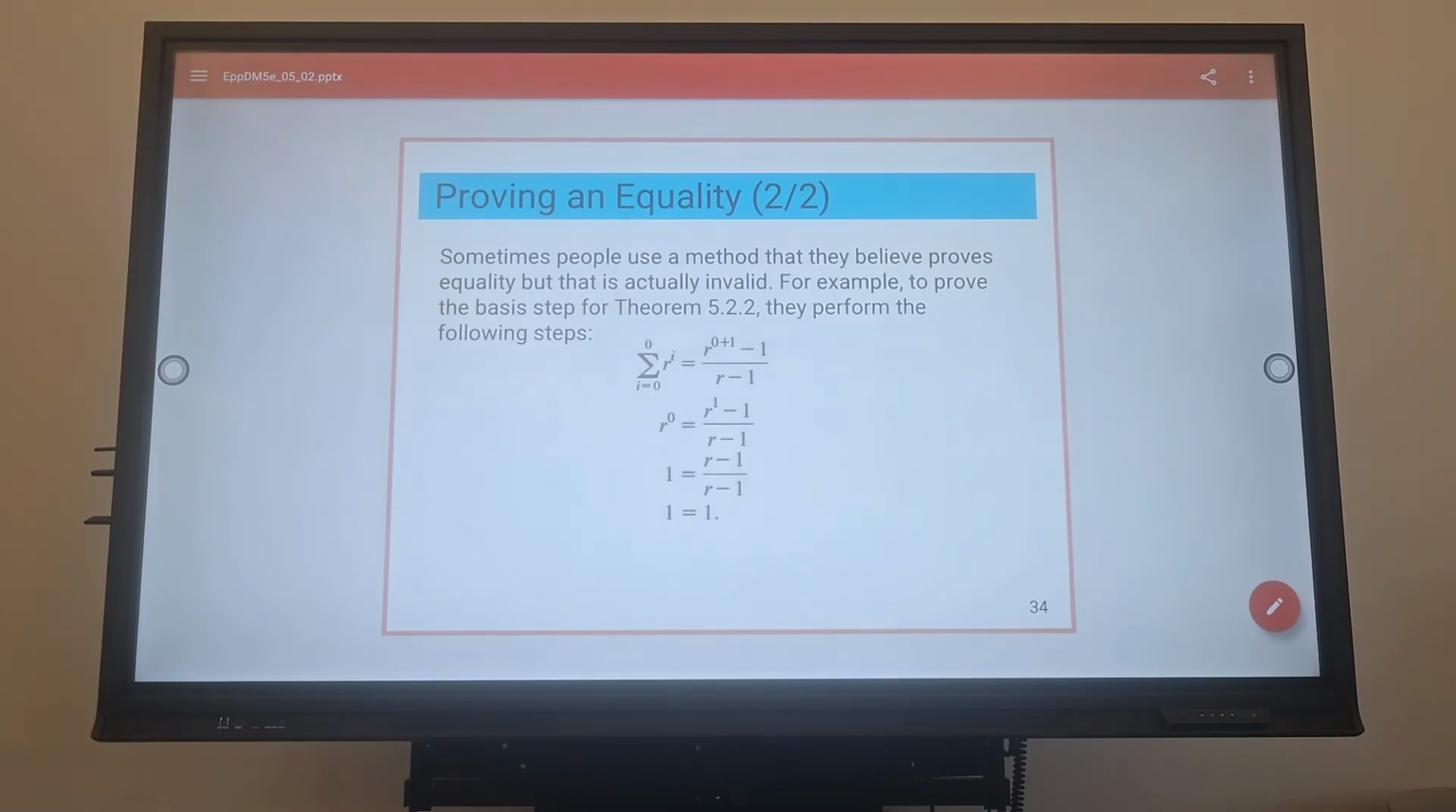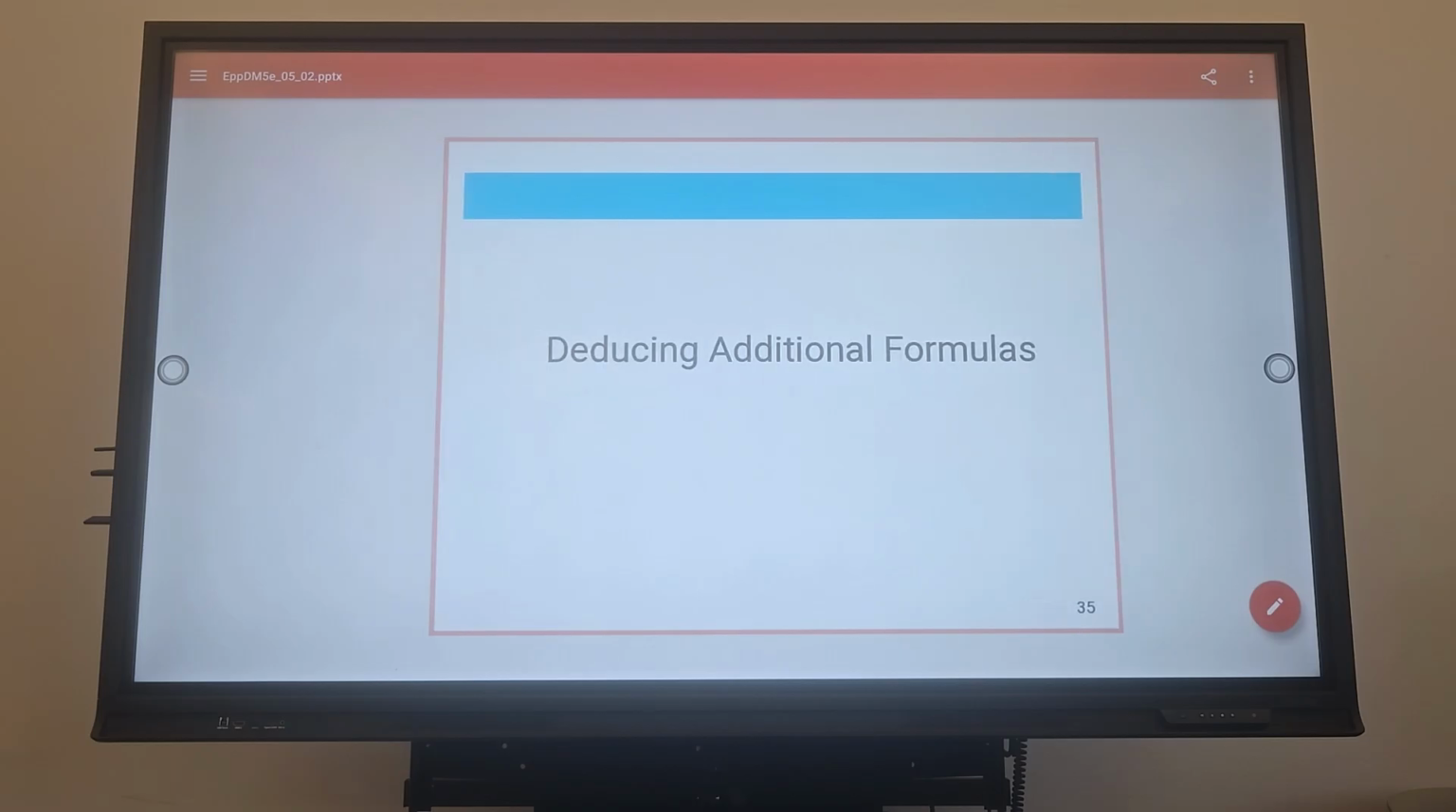Sometimes people use a method that they believe proves equality but is actually invalid. For example, to prove the basis step for 5.2.2, they perform the following steps. Does that work? Well, does it?